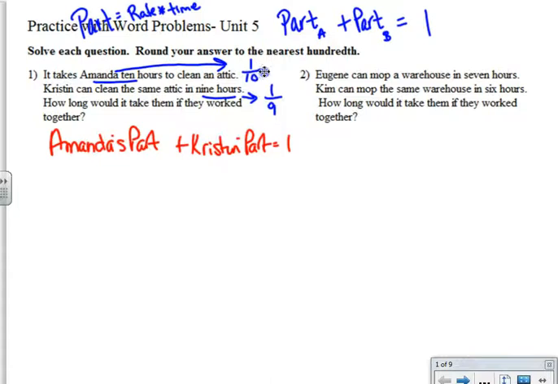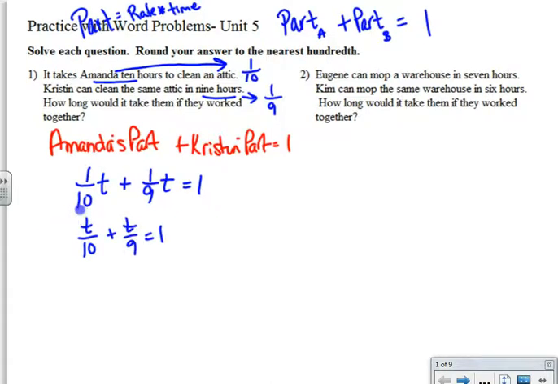So for Amanda, if her rate is 1/10, meaning one job in 10 hours, and I multiply it by how much time she's going to work with Kristen, I have no idea what that is, I'm going to call it t. Okay, same thing with Kristen, 1/9 hours is her rate, times how much time, I don't know. But I know they're going to work the same amount of time, and it's going to complete one job. So essentially what we have here is a rational equation. t/10 plus t/9 equals 1.